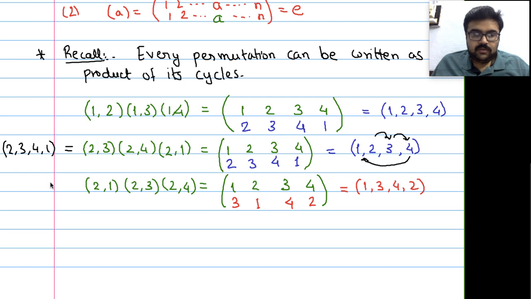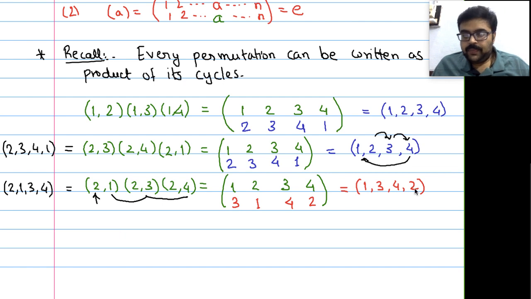What about this? This is, you can check, 2 1, 2 3, 2 4. So this is going to be 2 1 3 4. So 2 is coming first, and then we are repeating, I mean we are writing this element. So 2 is the first one to appear, then 1, 3 and 4. So 2 1 3 4, which is the same. 2 goes to 1, 1 goes to 3, 3 goes to 4. So these two cycles are the same, but the third one is not the same.